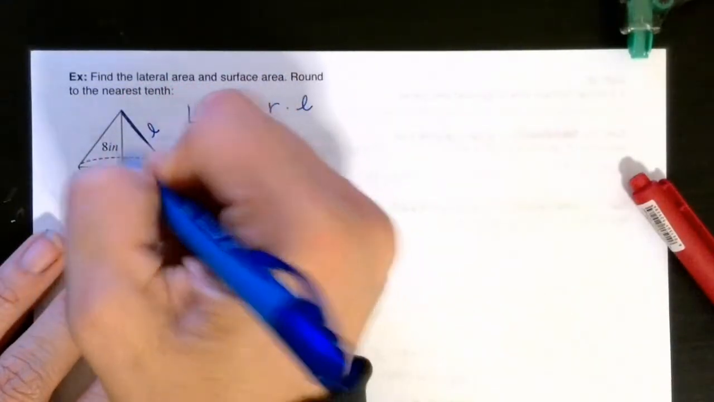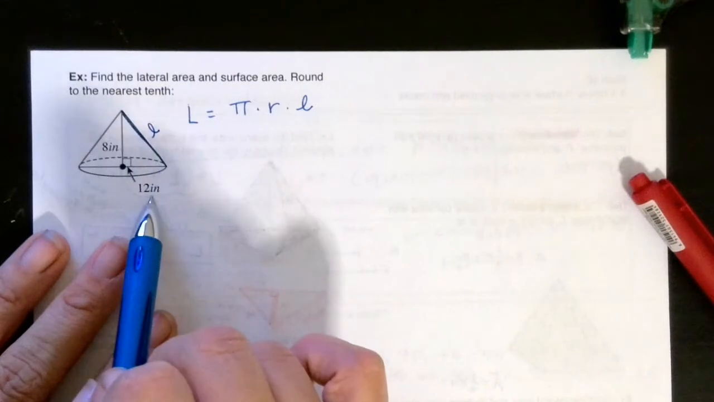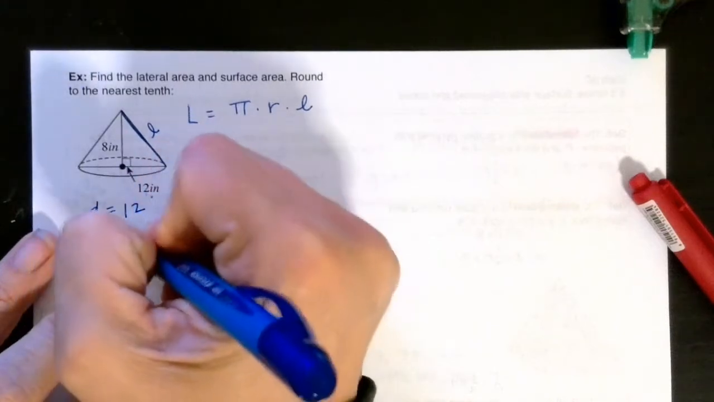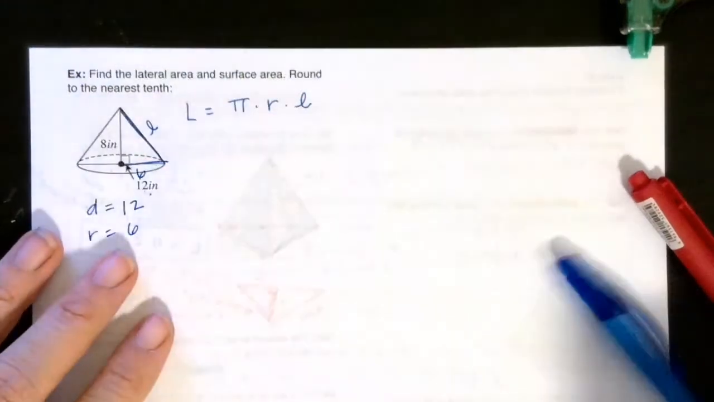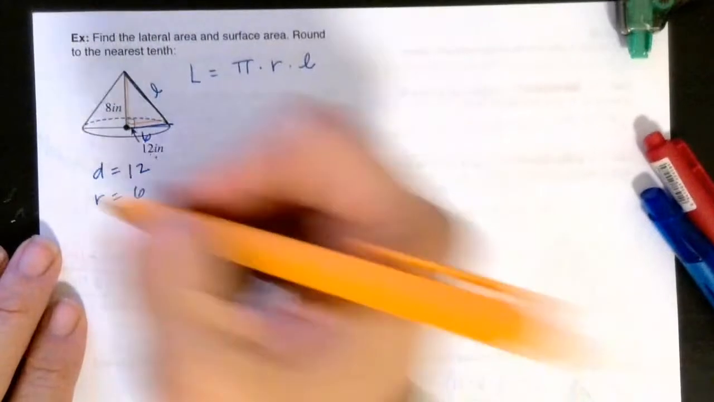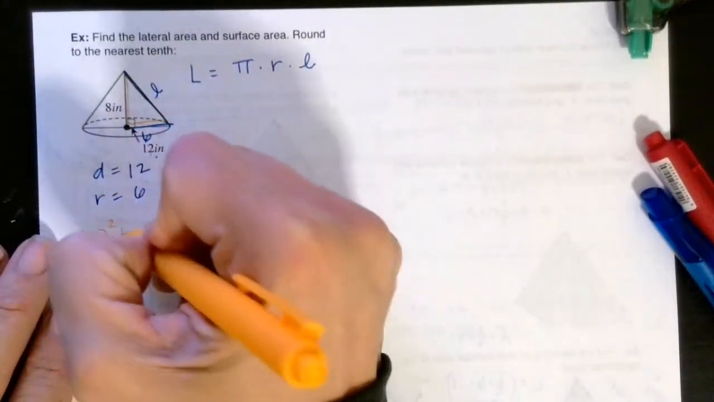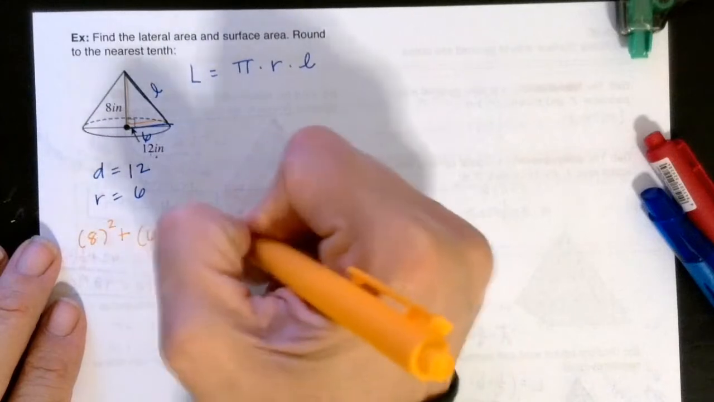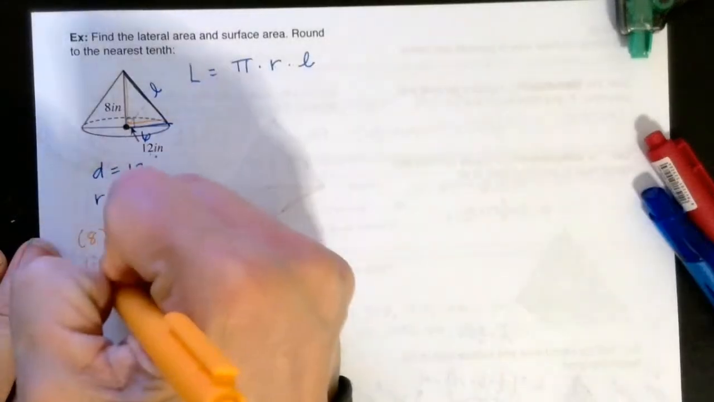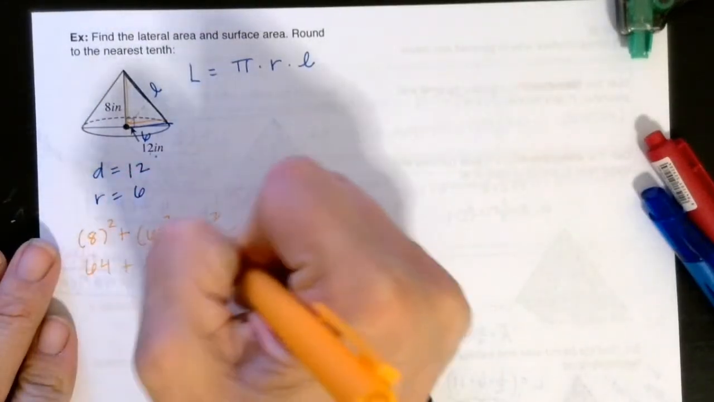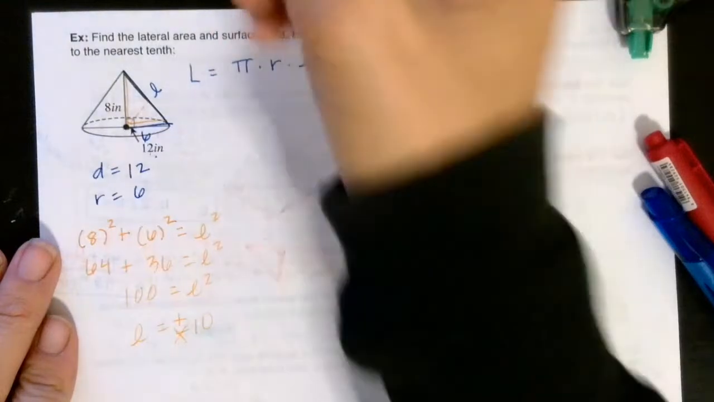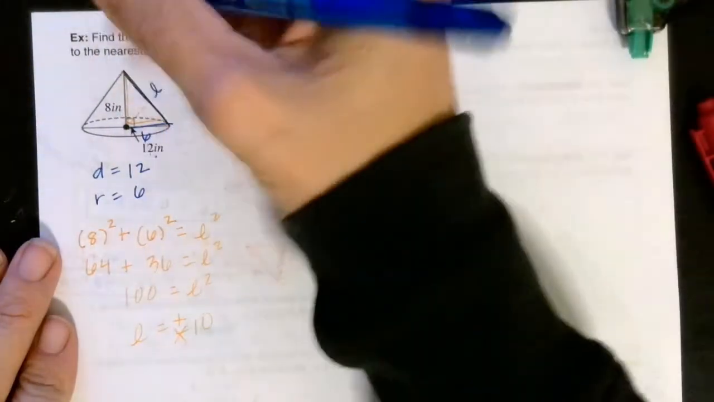And because this is a huge long line, this is telling us that the diameter is 12. So if the diameter equals 12, then the radius equals 6. So this right here is 6. So if I take that right triangle and just apply the Pythagorean theorem, I have 8 squared plus 6 squared equals L squared. Again, the hypotenuse, or C, is always the one across from the right angle. 64 plus 36 equals L squared. 100 equals L squared. L equals plus or minus 10. The negative doesn't make sense. So L is going to equal 10.